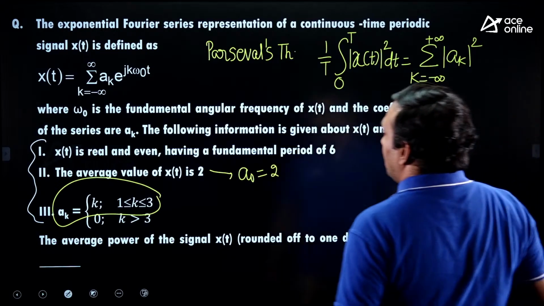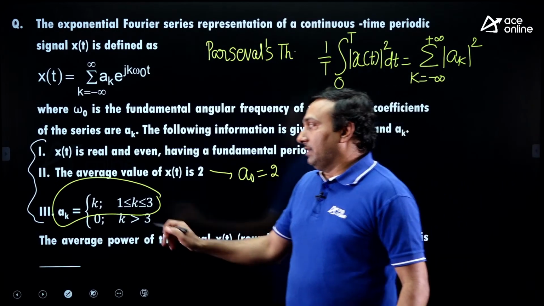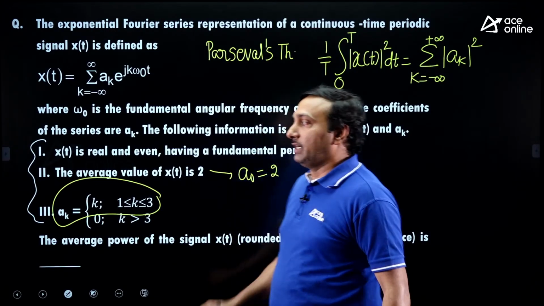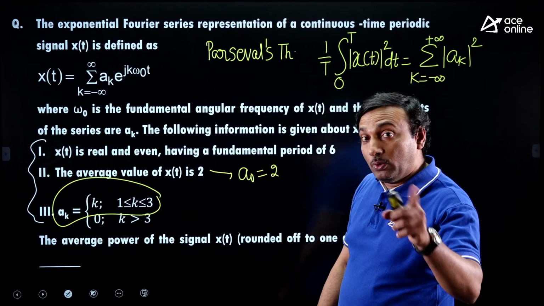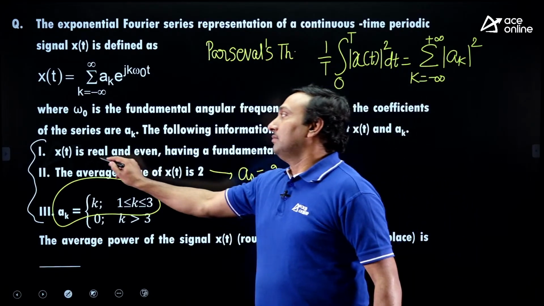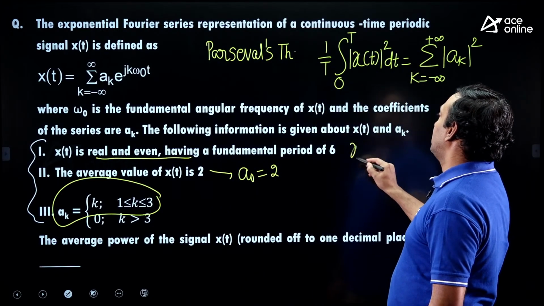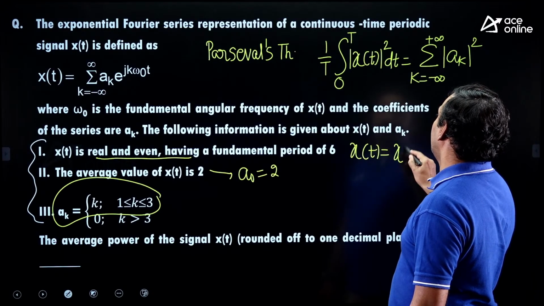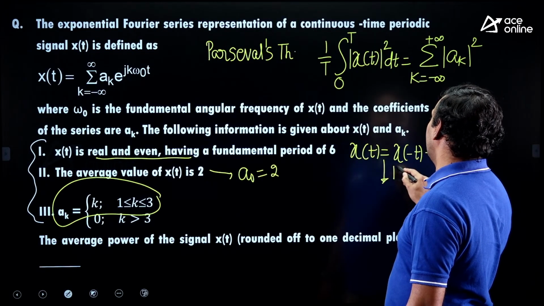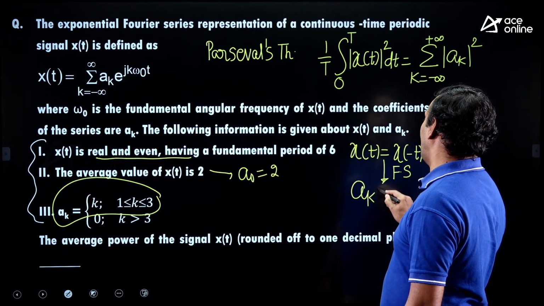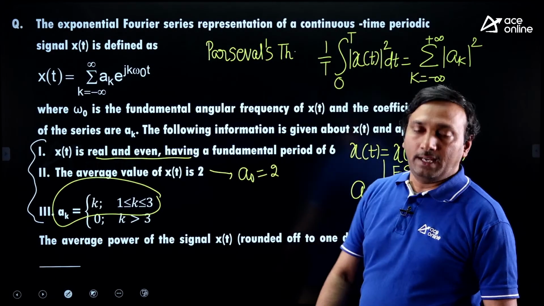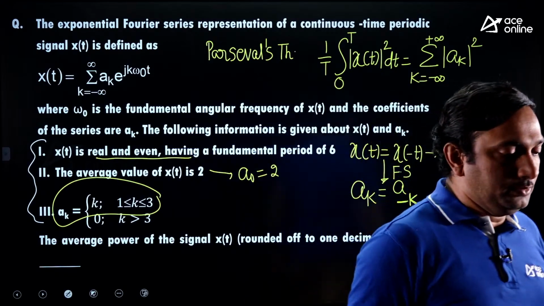Try, sir. Don't forget, in the third point he has given a k as k only for the 1 to 3 range, but it is a two-sided spectrum. So how to get the answer for negative harmonics? That is available in the first point. What is the first point? x t is real and even. x t is real and even means x t equals x of minus t. So with respect to the Fourier series coefficient, what you can say? a k equals a minus k.